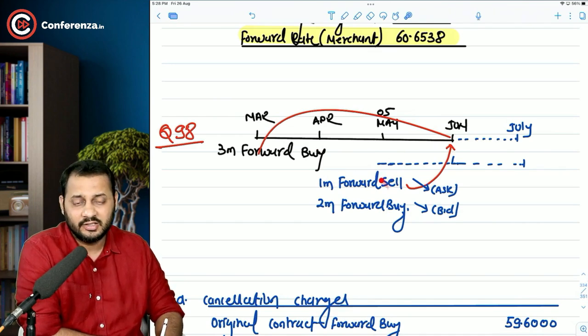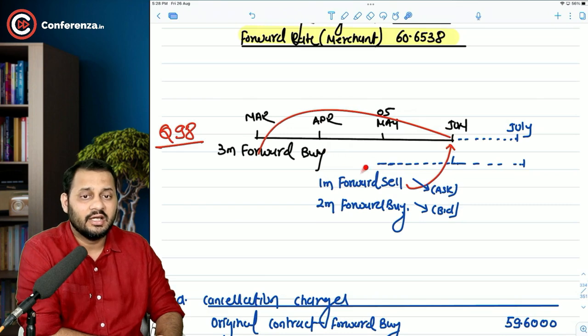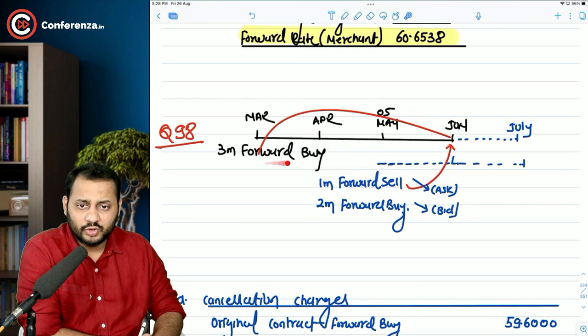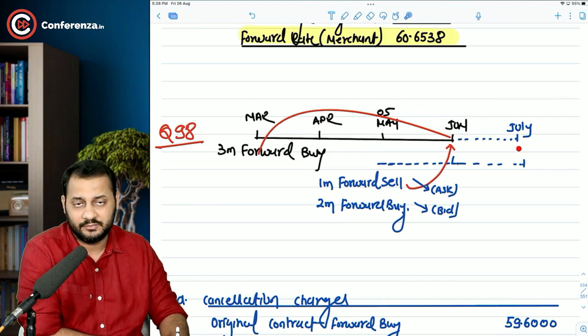Bank will sell it. This is all from the bank's angle. Bank will sell it, so ask rate will be taken. So this way, with these two rates, the original contract will get cancelled and the new contract will be entered. The new contract will also be forward buy. Don't worry about it. But for how many months? From this date to the new expiry date.